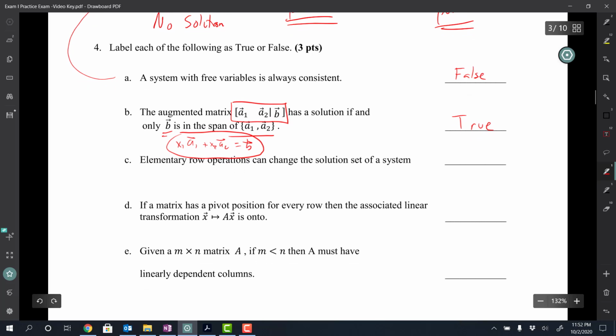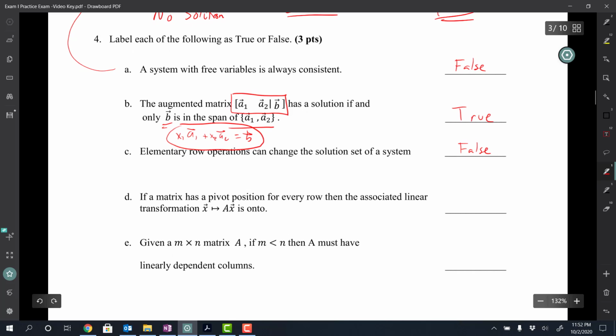Part C says elementary row operations can change the solution set of a system. That is false. Elementary row operations do not change the solution set. That's why we can do row operations to find the solutions.